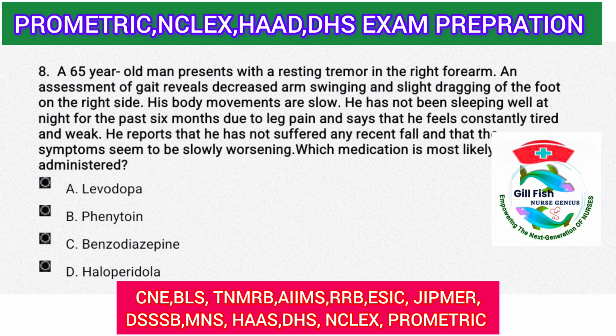A 65-year-old man presents with a resting tremor in the right forearm. Assessment of gait reveals decreased arm swinging and slight dragging of the foot on the right side. His body movements are very slow. He has not been sleeping well at night for the past 6 months due to leg pain and says that he feels constantly tired and weak. He reports that he has not suffered any recent fall and that the symptoms seem to be slowly worsening. So which medication is most likely to be administered?